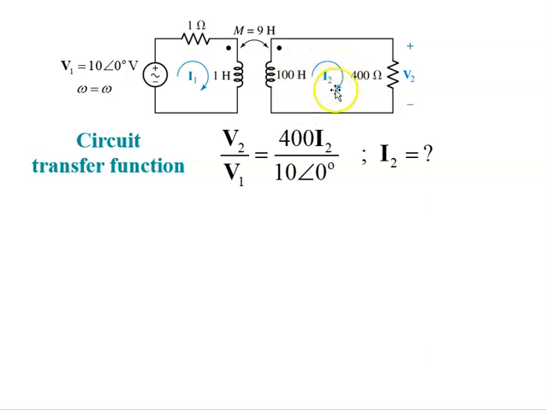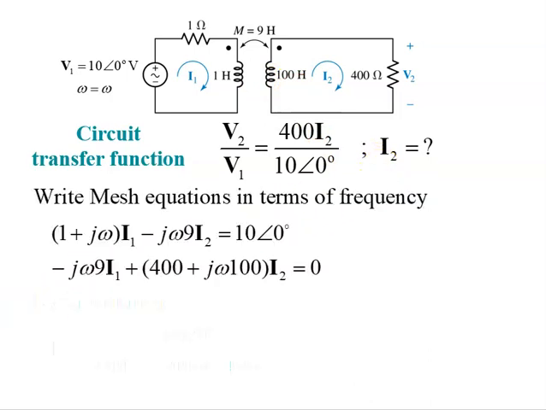We'll call this the secondary mesh. Notice there's no electrical forcing function on this side of the circuit. This current is only forced by the magnetic coupling of these two inductors here. So what we need to do then is find that current I2, and so we can write our mesh equations, and this time we'll write them in terms of frequency.